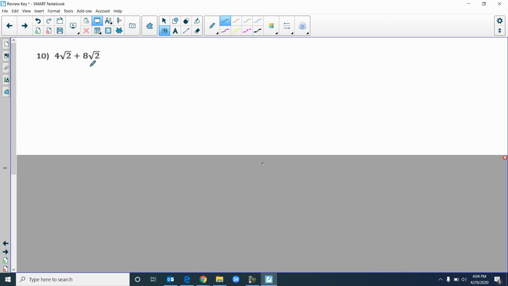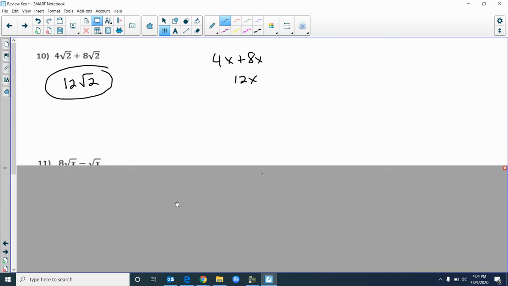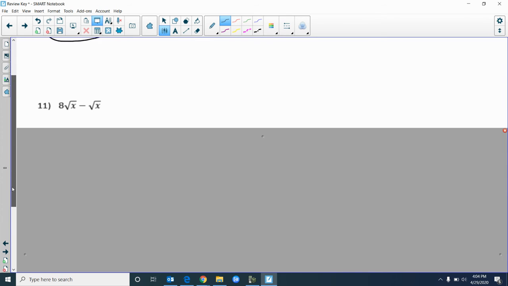All right, number 10, 4 square root of 2 plus 8 square root of 2. The only time you can add these together is if they have the same radical, and you only add the outsides together. That is 12 square root of 2. Do not change the 2. Keep it the same. Done. It is like 4x plus 8x gives you 12x. Same concept.